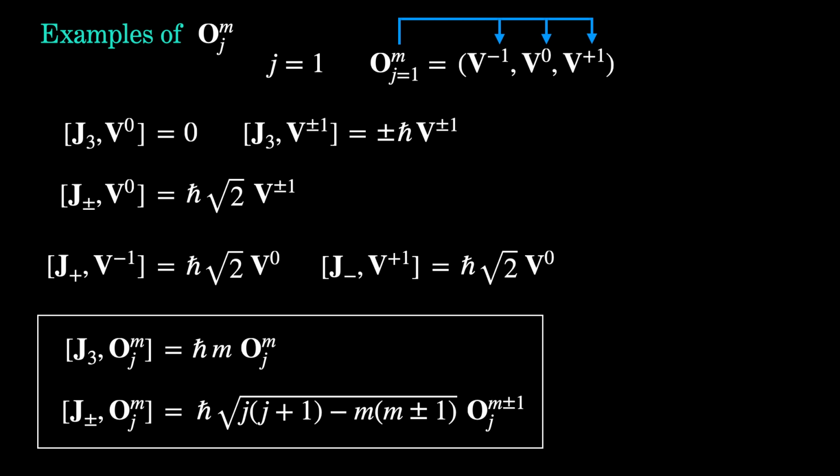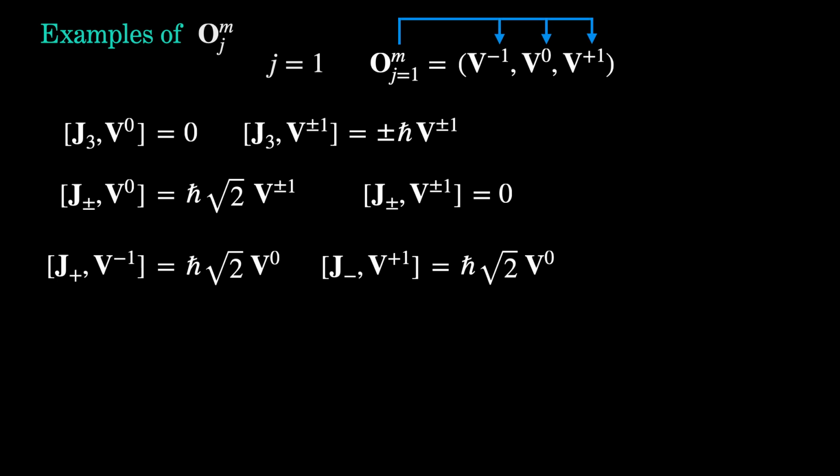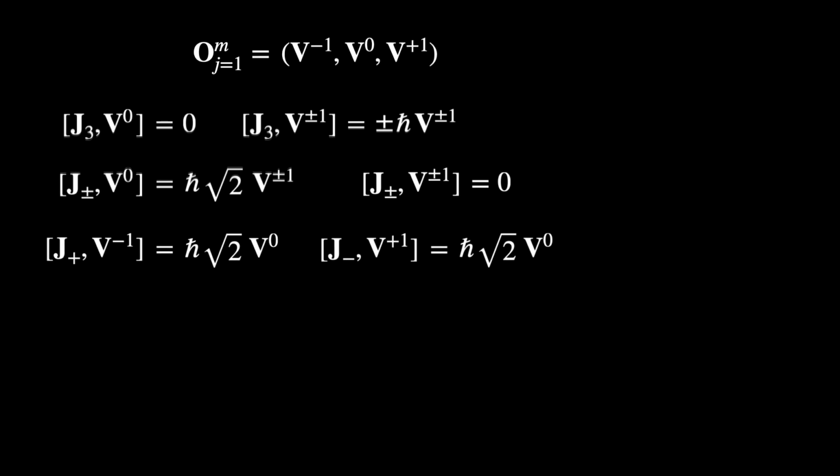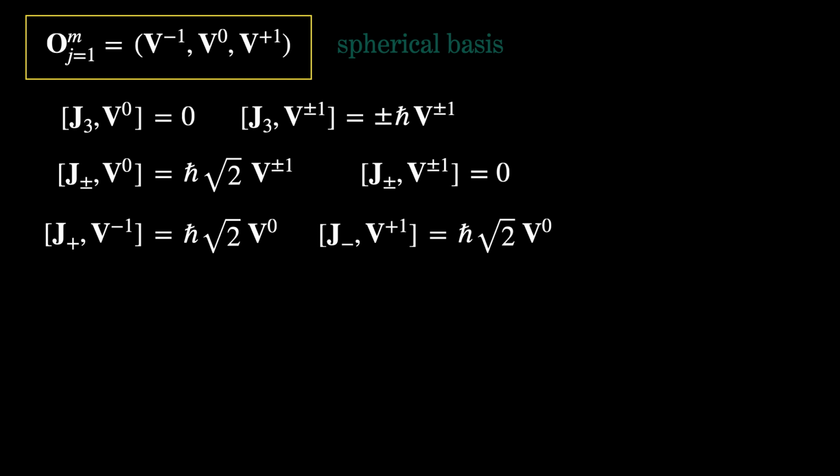For completeness, let's include the raising of the highest weight and the lowering of the lowest weight. Both give 0. These commutation relations determine how the components in the j equals 1 multiplet rotate. They are components of a vector operator in the spherical basis.